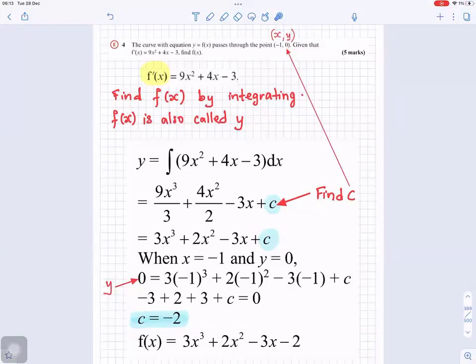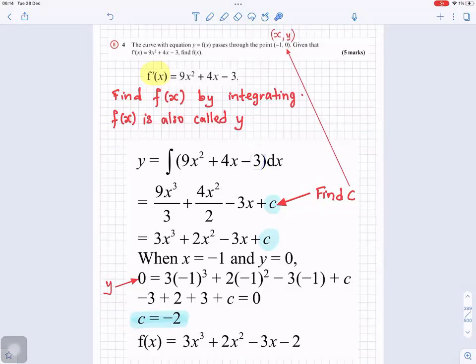So this is an exam question for 5 marks. Let's integrate. We have 9x squared. When you integrate, you add 1 to the power, 2 plus 1 gives you 3, and you divide by that 3. Plus 4x. How do you integrate 4x? It's 4x to the power 1. So you add 1 to the power, it becomes 4x to the power 2, and you divide by that 2.